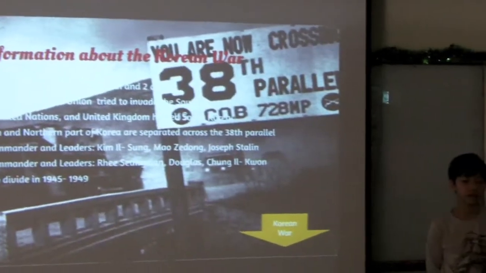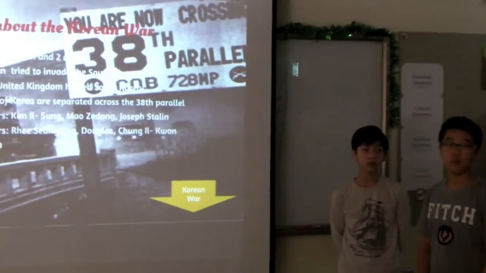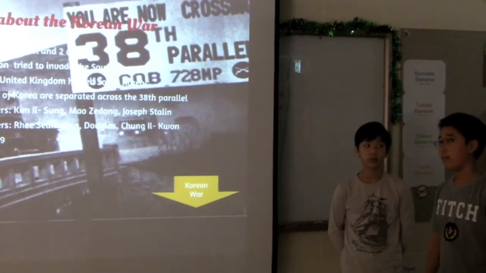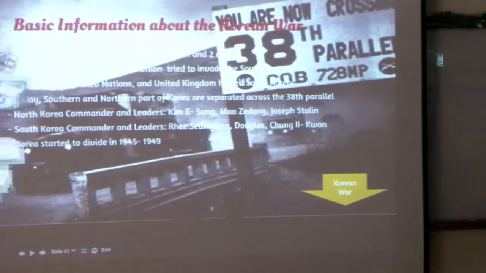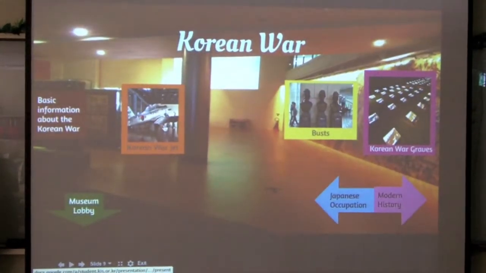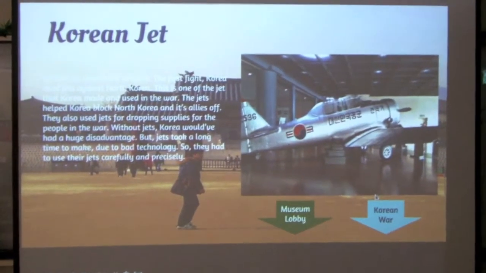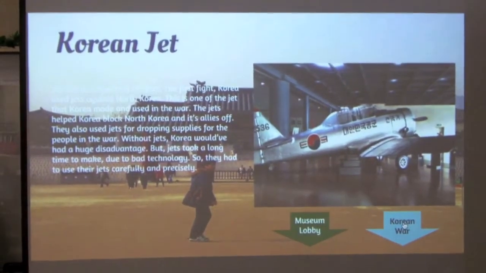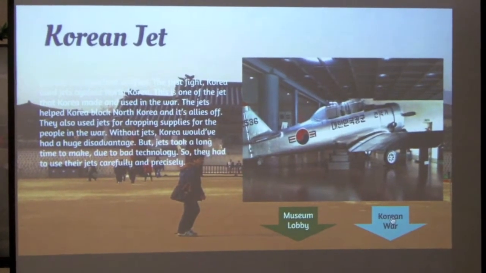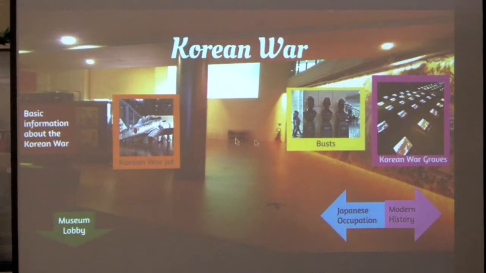So the Korean War is important because it was the war that separated Korea into two countries. The first artifact is a Korean jet, and it was most important because it was used for transportation. It was fastest and most useful, and they also used it for dropping off supplies.